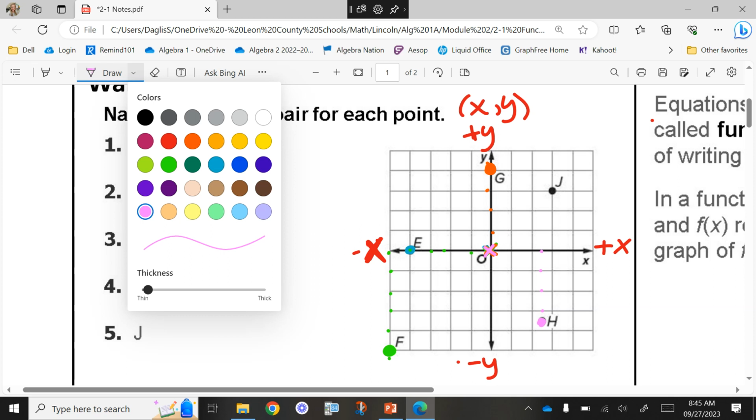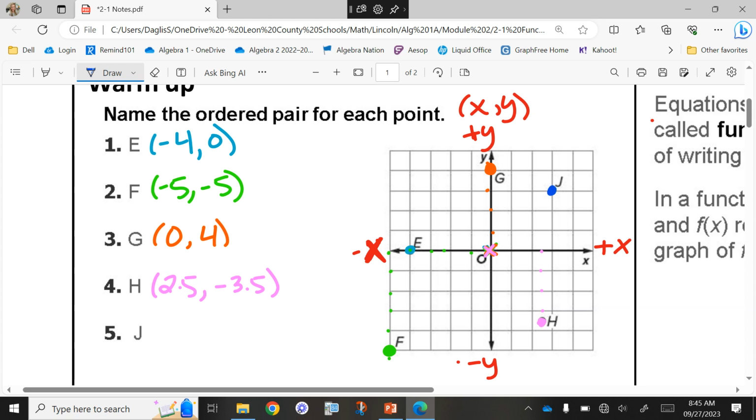All right, let's go to J. We'll do blue. J is up here. So how do we go from the origin to get to J? Do we go left or right? Start with that. We went to the right. And we went to the right how many? We went to the right 3. So that's going to be a positive value of 3. And then we had to go up or down? Up. We went up how many? 3. So that's another positive 3.